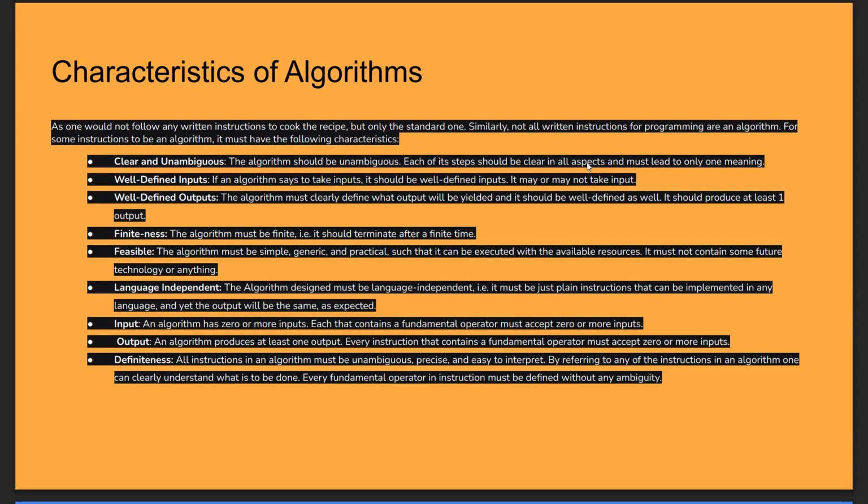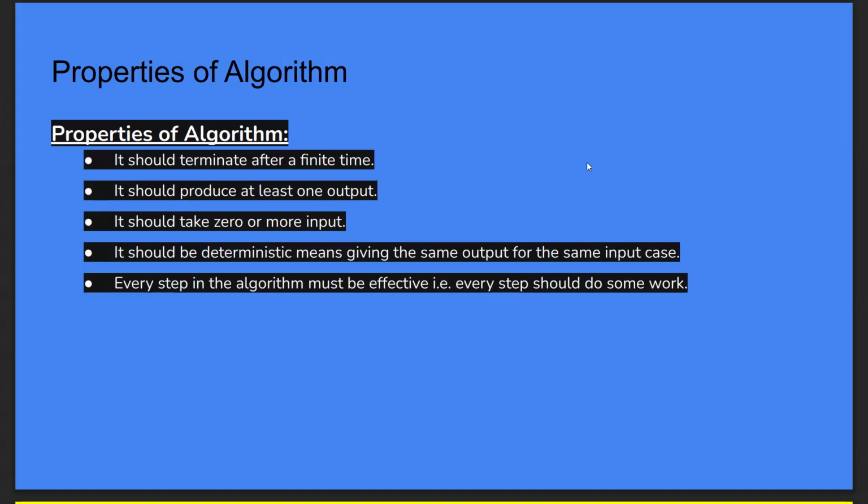So whatever the fundamental operators that are available in the algorithm, they must be defined without any ambiguity. So this is what the definiteness. Next one, properties of an algorithm. So there are some properties which an algorithm will contain. So we will see. First property, it should terminate after a finite time.